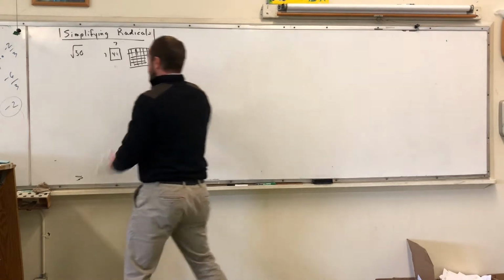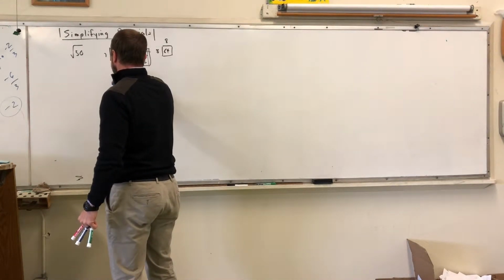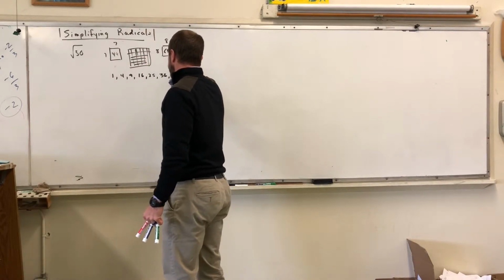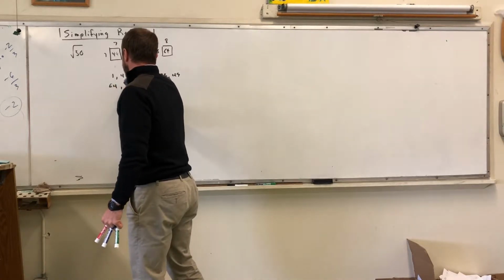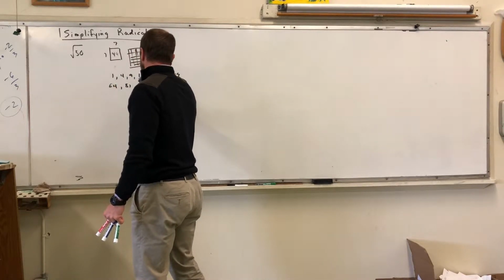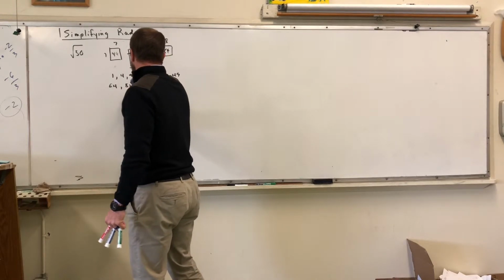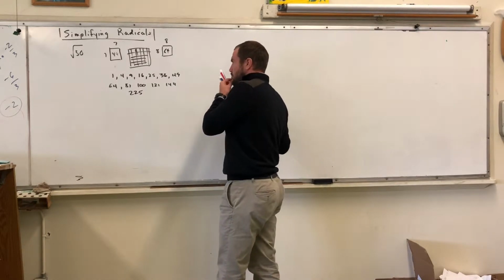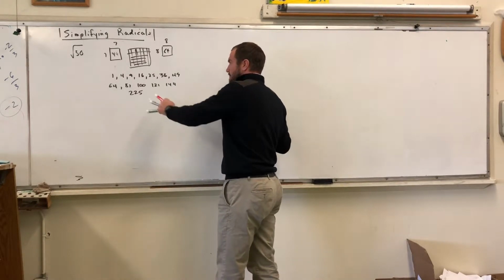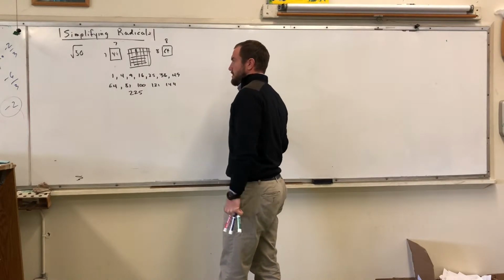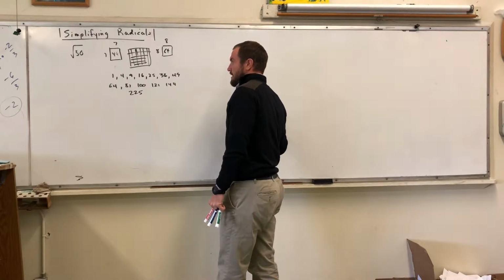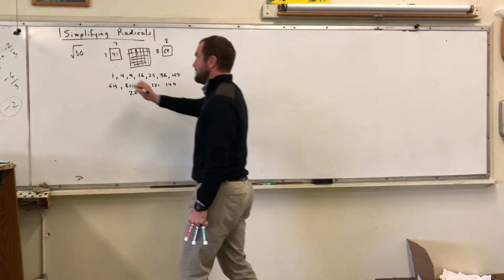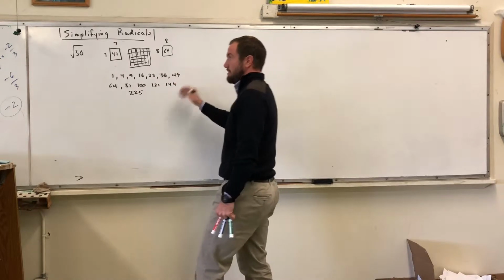All right? Now a lot of your perfect squares you look for: 1, 4, 9, 16, 25, 36, 49, 64, 81, 100, 121, 144, and 225. I believe you should know up to this number as far as your perfect squares. Okay, these you should have memorized. 1, 2, 3, 4, 5, 6, so on and so forth.